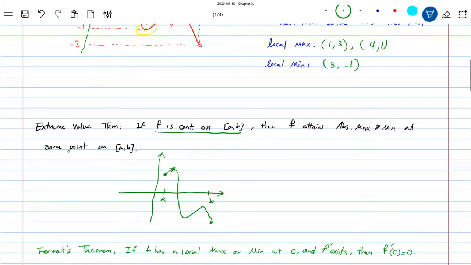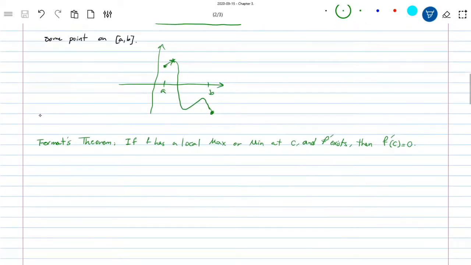For our earlier example, since B was open, we couldn't choose B. That's why we didn't have the absolute minimum. But in this case, if we assume that the endpoints exist and belong to the domain, then the function should definitely have an absolute maximum and minimum. That's what it means. That's the extreme value theorem. Easy to understand. We're going to use this idea to find out where the maximum and minimum are.